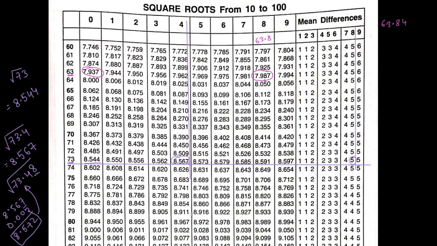63.84. I already have 63.8 as 7.987, and 4. I'll check the mean difference value here, which is 3. So plus 0.003, I'll add these two values, right? So that is going to give me 7.987 plus 0.003, that is 7.99. This value here is the square root of 63.84, right? Okay, so that was if I had to find the square root for any value between 10 and 100, I would use one of these two tables and I would find them accordingly.